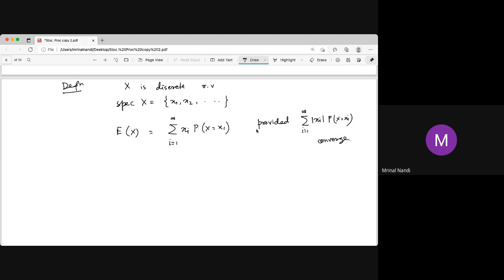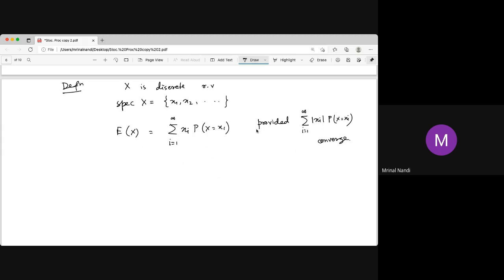So to find the expectation of x, you first have to check whether the summation of mod of xi times probability of x equal to xi converges or not. If it does not converge, if it is divergent and goes to infinity, you say the expectation of x does not exist. There are two steps. Suppose we find that this is finite, say 10. You should not say that the expectation is 10. Now you have to find the summation of xi times probability of xi. That may be 7. The expectation is 7.